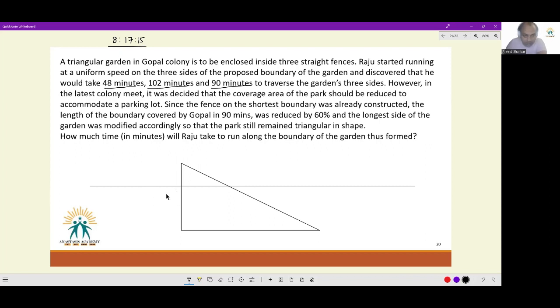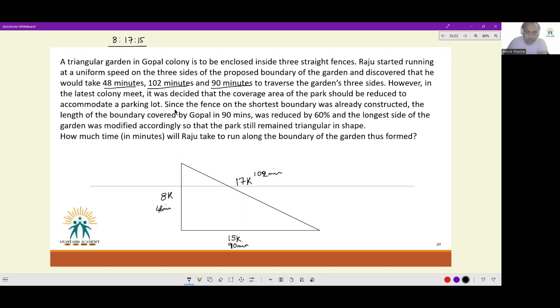So let this be the side that is 8k in length. Let this be the side that is 15k in length. Let this be the side that is 17k in length. This was traversed in 48 minutes. This was traversed in 90 minutes. And this was traversed in 102 minutes. These numbers are not just throwaway numbers. These are important numbers. This is where geometry and TSD have a confluence.